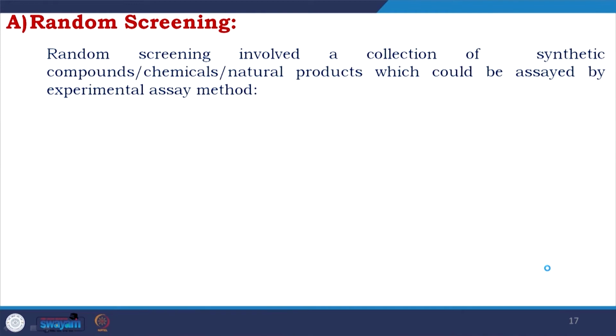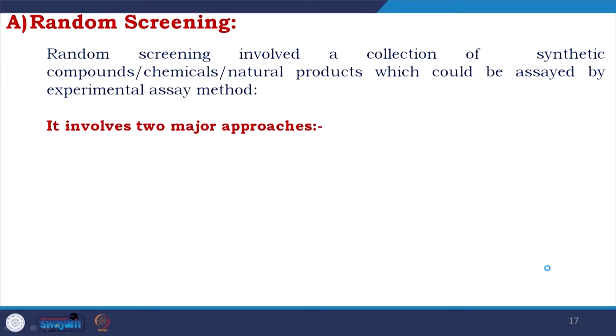Random screening. Random screening involved a collection of synthetic compounds, chemicals, natural products which could be assayed by experimental assay method. So, suppose you want to develop a drug against diarrhea and you have an assay system whereby adding the drug you could differentiate between a small molecule which is affecting in a good manner or which is not affecting.